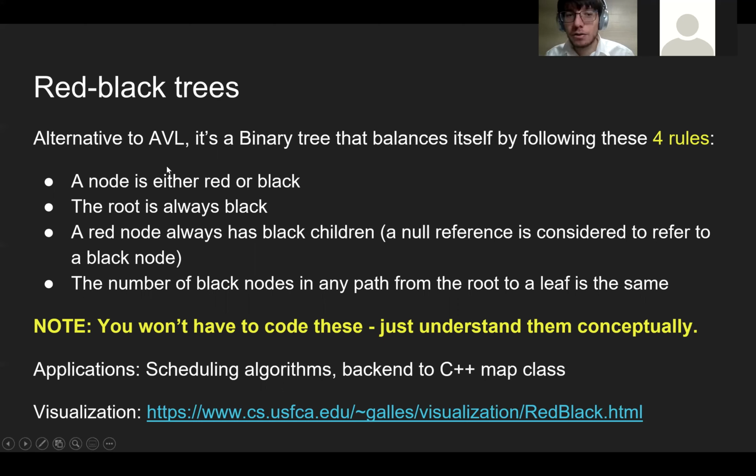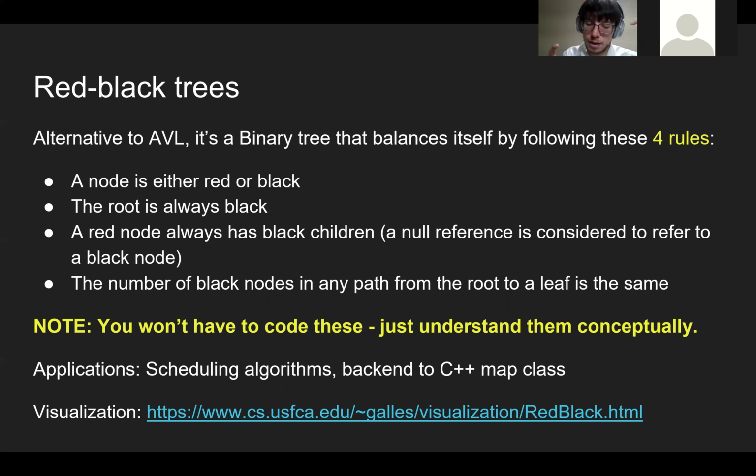So as long as you know these 4 rules, you should be fine. So for red-black trees, a node is always red or black. We just color them. So the colors we assign them are going to be red or black. The root is always black. A red node has black children. So all that means, and this whole null reference is considered a black node, is that you don't have 2 red nodes in a row.